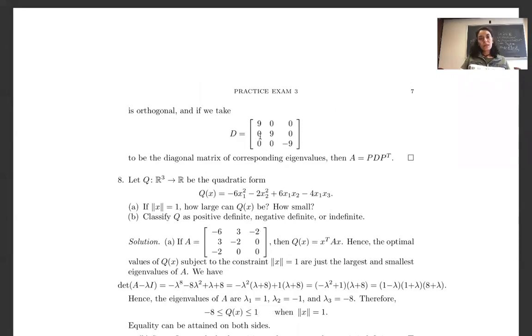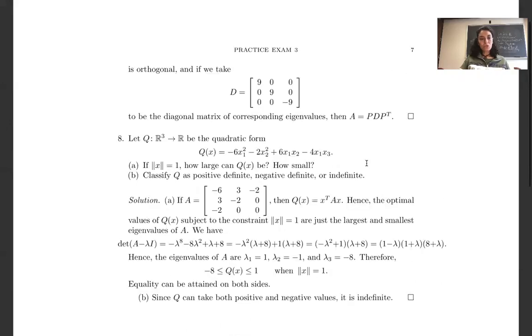And since I know that these are my eigenvalues, I'm writing all these eigenvalues in the respective order, okay? So this will be the orthogonal diagonalization for me. All right. So the last question is related to quadratic forms. We learned them very recently.